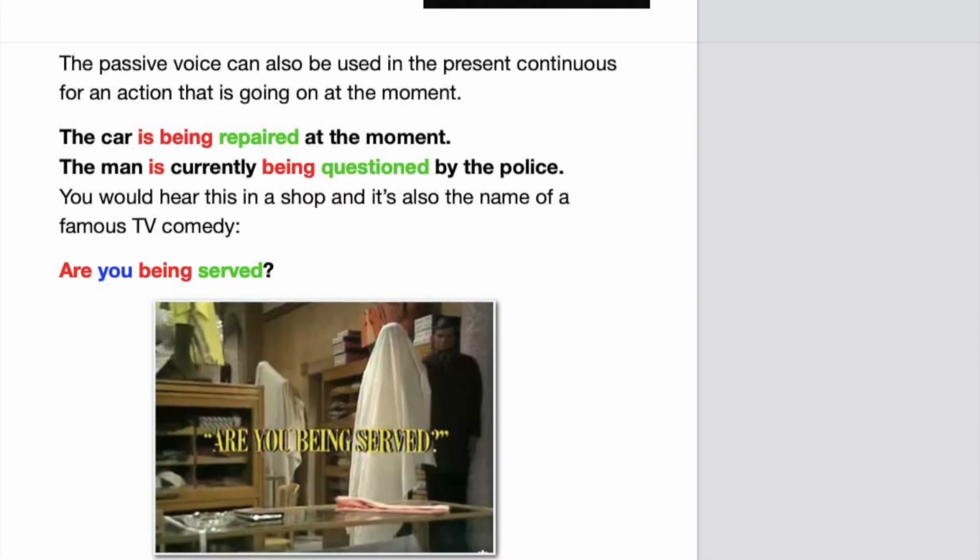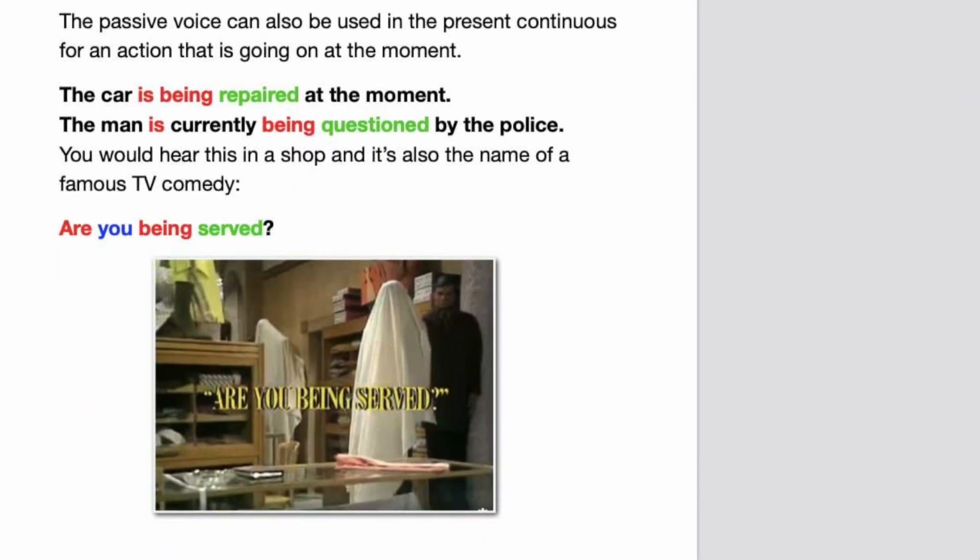The passive voice can also be used in the present continuous for an action that's going on at the moment. The car is being repaired at the moment. The man is currently being questioned by the police. So it's the quiz. The police are questioning him. And the people at the garage are repairing the car.